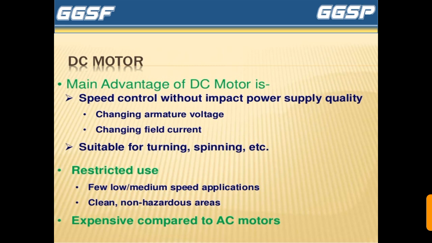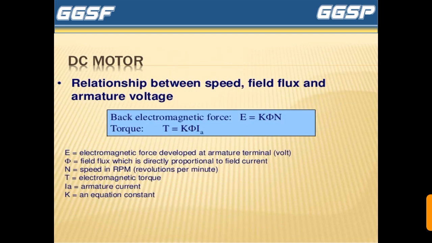Now the main advantage of the DC motor is speed control without impacting power supply quality, that is by changing armature voltage and changing field current, and it is suitable for turning and spinning and so on. Its use is restricted to a few low or medium speed applications and clean, non-hazardous areas.